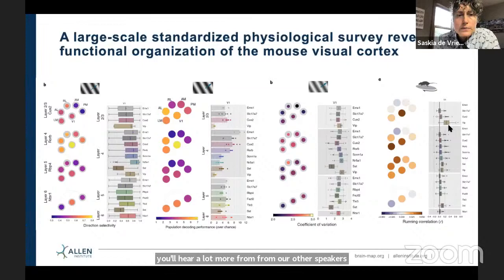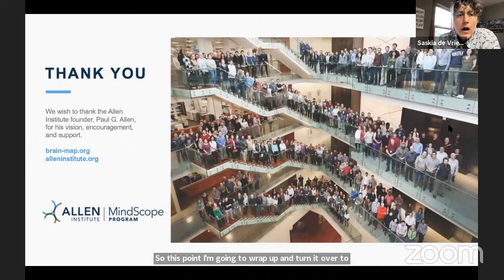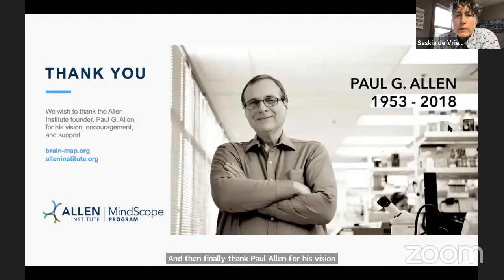So at this point, I'm going to wrap up and turn it over to Josh so he can tell you about the NeuroPixels data set. But I want to thank our entire team. There's a large group of people, over 100 people, that have contributed to collecting, processing, organizing and analyzing this data set. As with everything we do at the Allen Institute, it's team science, and it's always amazing to see what happens with this type of large team structure. And then finally, thank Paul Allen for his vision, encouragement, and support in making this type of work possible.